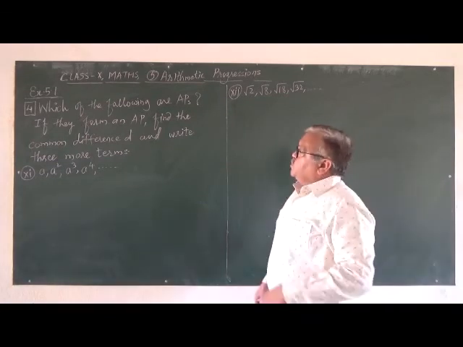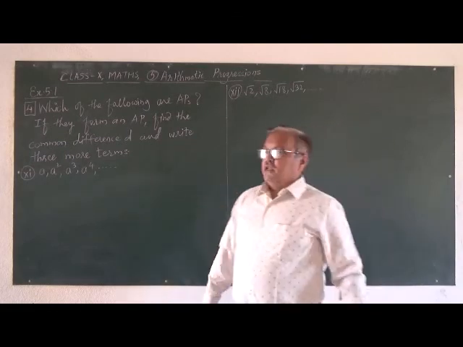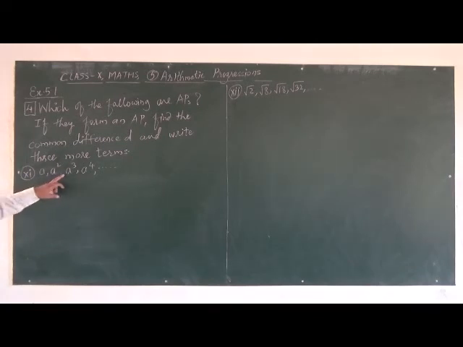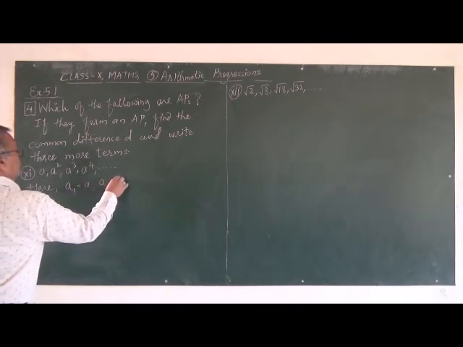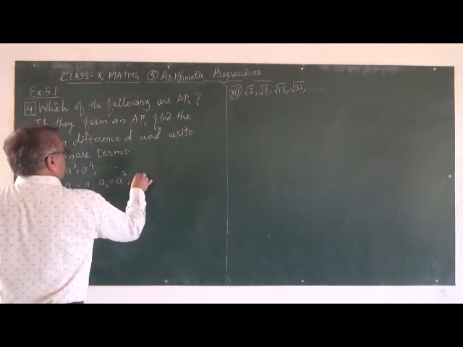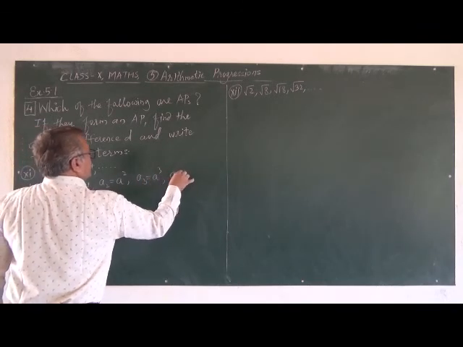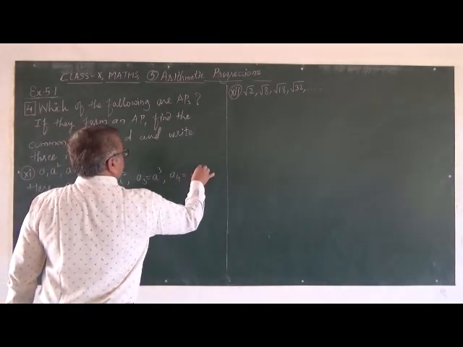Let us see 2 more sub questions from main question 4, that is 11th and 12th. Then let us see 11. The numbers are a, a square, a cube, a raised to 4. So here a1 is a, a2 is a square, a3 is a cube, and a4 is a raised to 4.